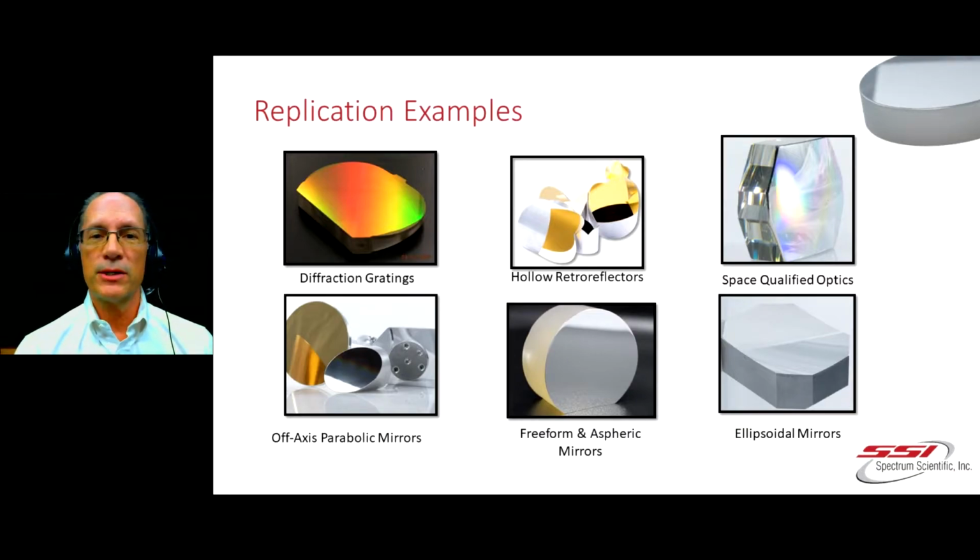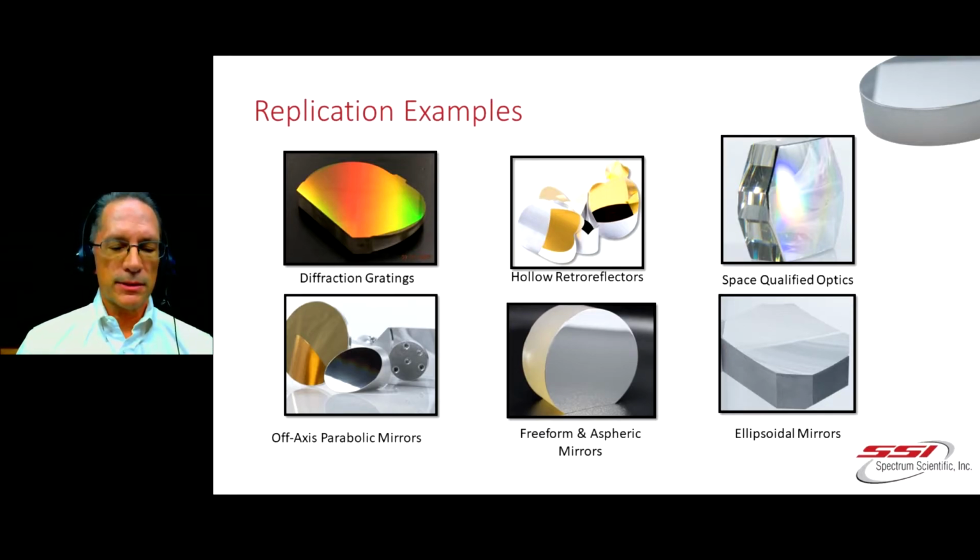Those of you who understand diffraction gratings know that the groove profiles are very particular, very important, and the shapes of those grooves is important to maintain, and they're very fine features, submicron features on the groove of each diffraction grating must be maintained. So it's inherently a high fidelity process, and that was done back in the 50s when that kind of started. But since then, the replication technology has accommodated optics such as hollow retroreflectors, off-axis parabolas, ellipsoids, and now freeform mirrors.